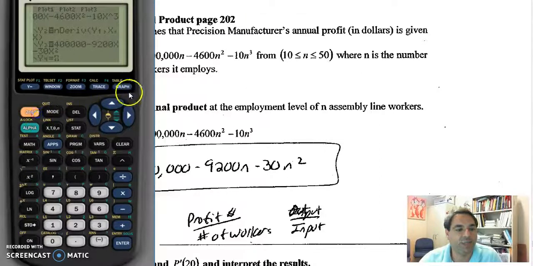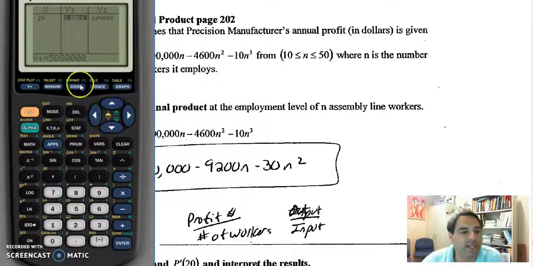And when I plug in 20 workers, at 20 workers, my total profit would be 5.88 million. And if I got one more worker, I get an additional $204,000 profit. So should we add workers? Absolutely. So at 20 workers, my recommendation would be add more.